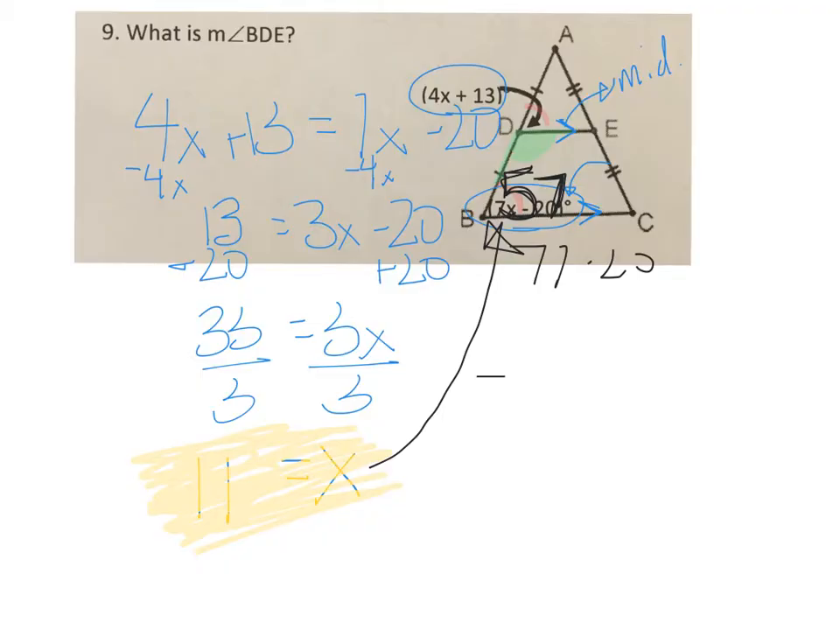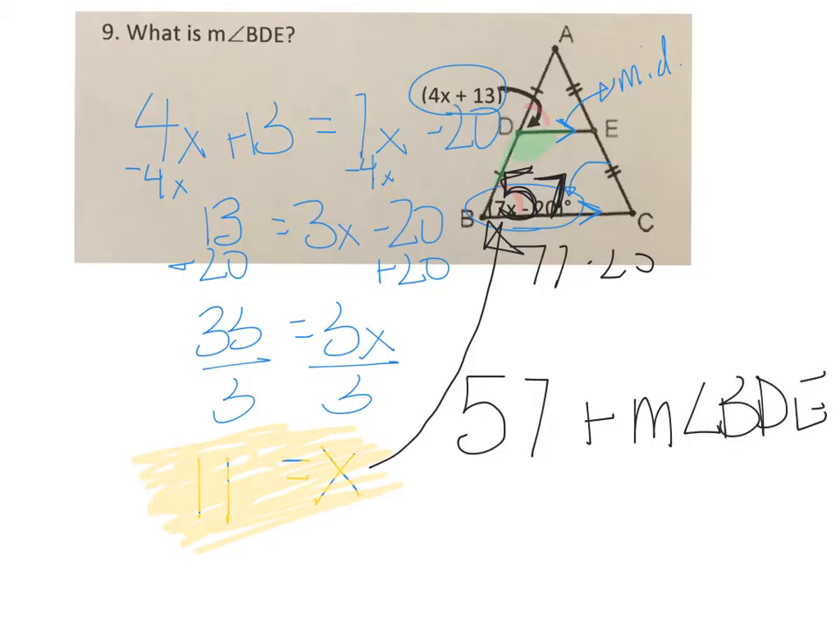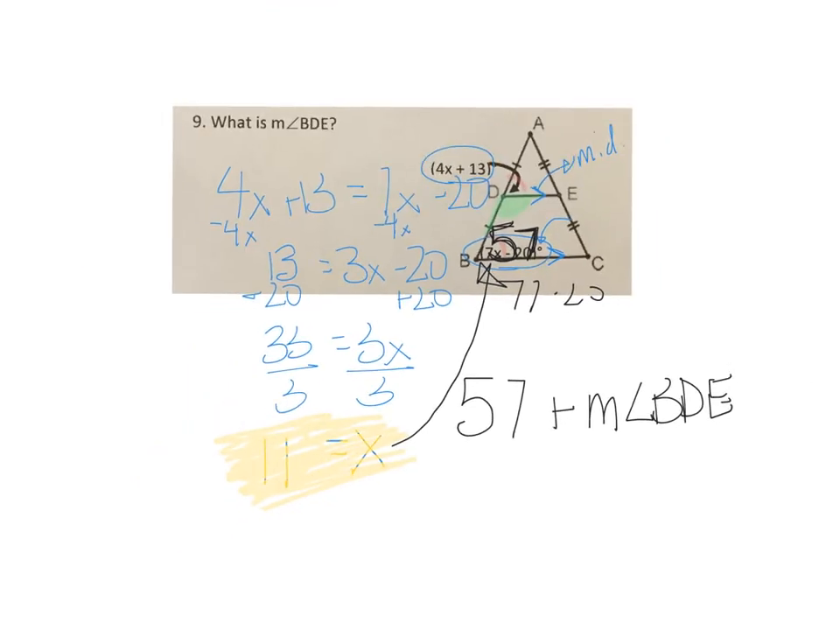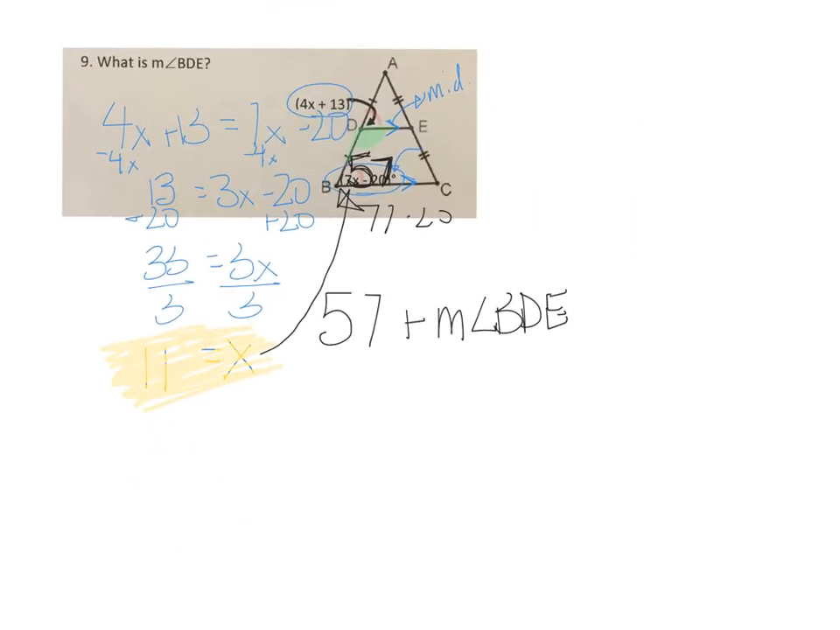So what I know is, because these are consecutive angles, angle B and the green angle that I want, which is called BDE, I know that these two angles have to add up to 180 because they are consecutive interior angles. So this is the green one. Let's show you the green one. Here, this angle is the green angle right there. That's the one that we want.